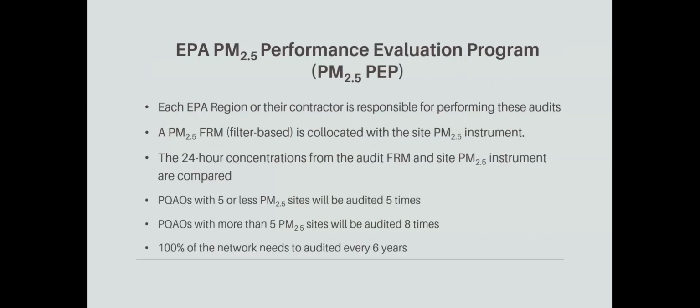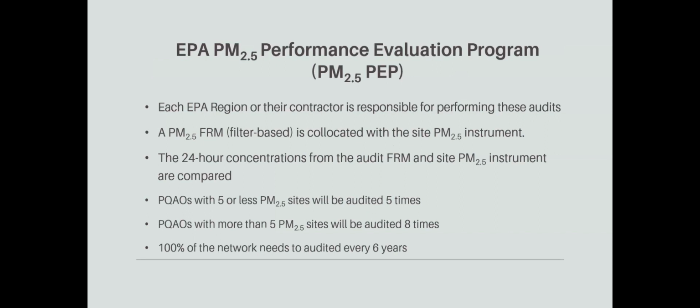Now we're going to talk about the EPA PM 2.5 Performance Evaluation Program, or PEP. Again, each EPA region is required to conduct these audits. It involves co-locating an FRM with your site PM 2.5 instrument and collecting a 24-hour sample. The 24-hour samples from the audit and from the site are then compared.